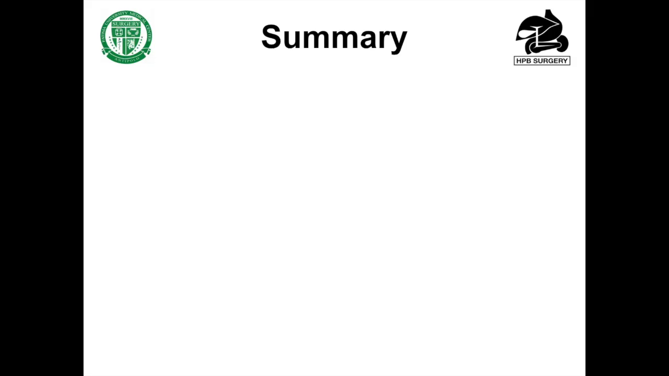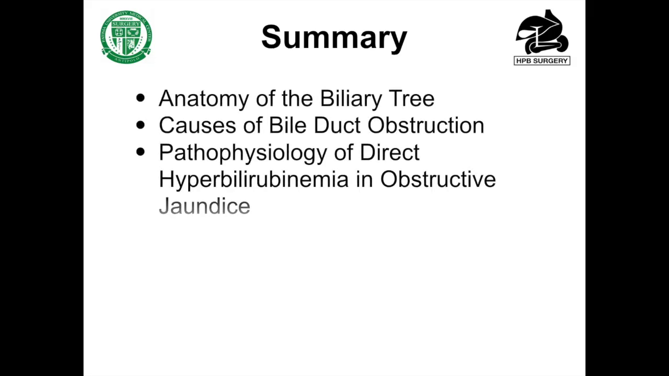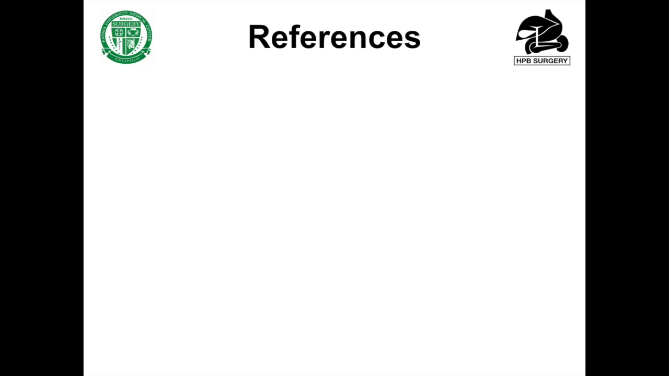In summary, we briefly talked about the anatomy of the biliary tree and causes of bile duct obstruction, and we discussed how direct hyperbilirubinemia occurs in obstructive jaundice. Again, whenever there is biliary obstruction, bile duct pressure increases, causing increased bile duct permeability, leading to backflow of conjugated bile to the blood circulation. This ends my short lecture.